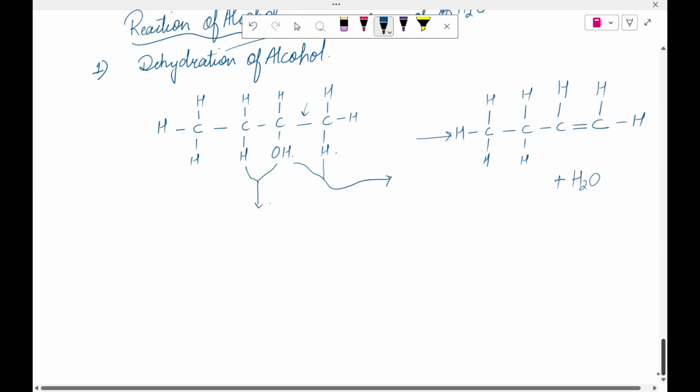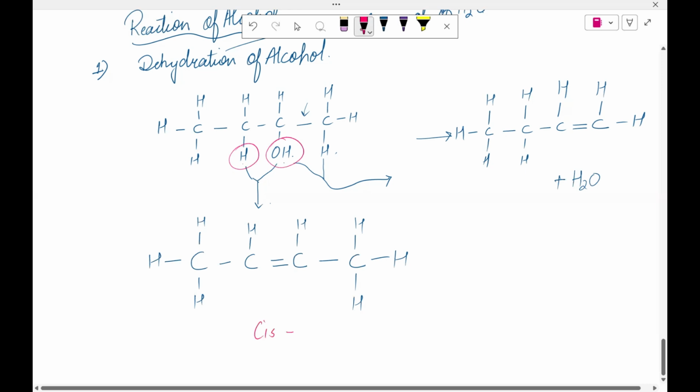And what happens if this H and this OH are removed? Then what is going to form? C-C, and the double bond would come at this place. This is H, this is H, this is H, this is H, this is H, and this is H, and this is H. If you can see here, when this H and OH are removed from these places, a cis-trans formation occurs. A cis-trans isomer has been created. Is that clear?